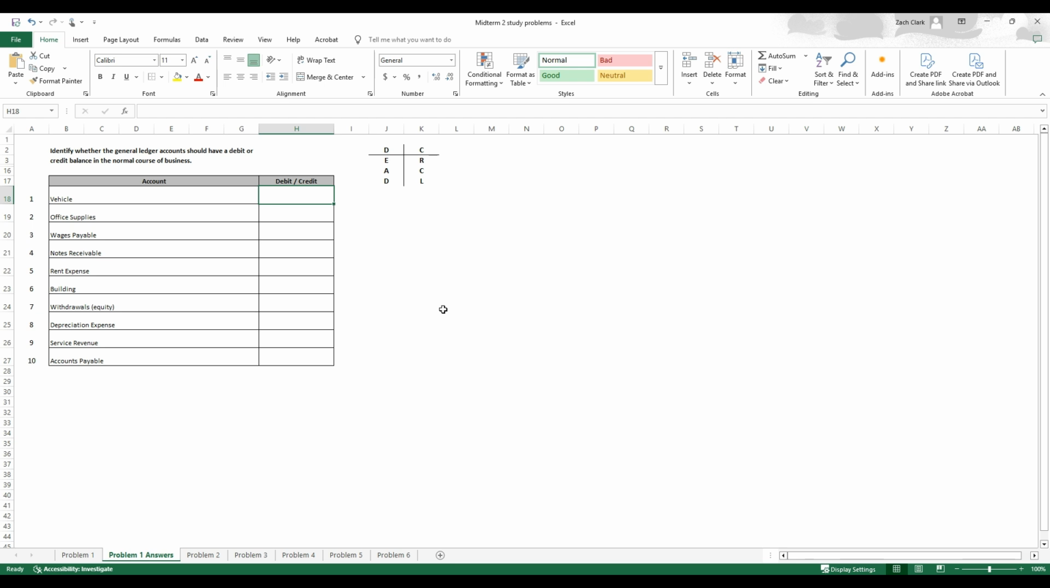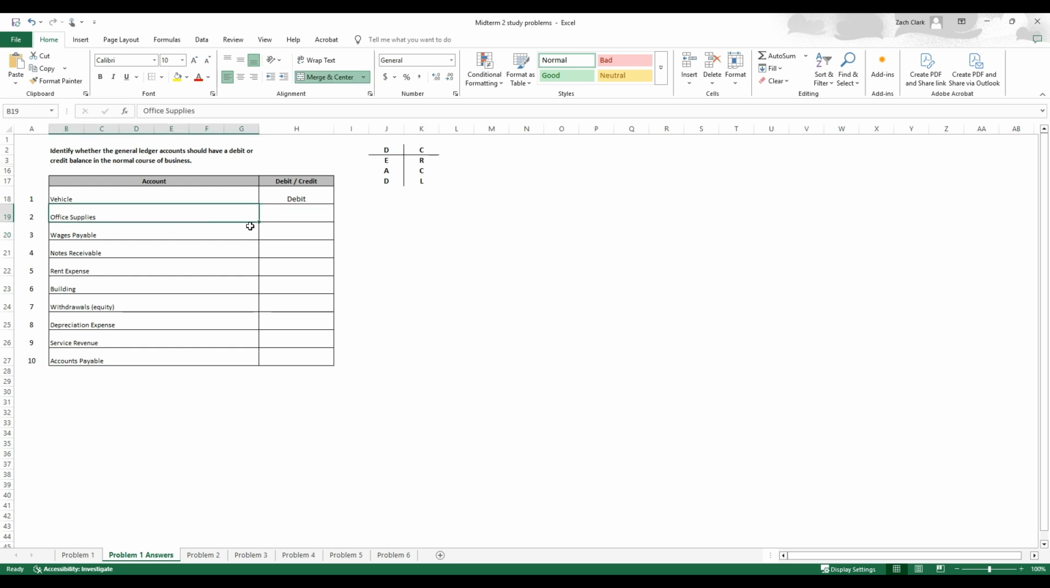So our first one, we have the account noted as vehicle. And so we have to be able to understand what type of account a vehicle is. And remember, an asset is a thing that you own. A vehicle is something that the business would own. And so that is going to be an asset. So we can see that that would be under the D side there. So it's a debit, normal balance, and increase.